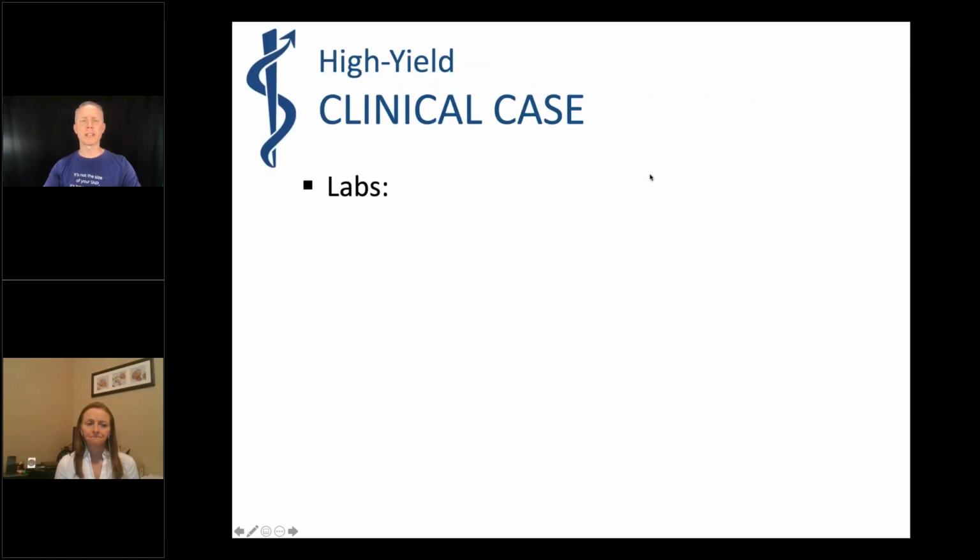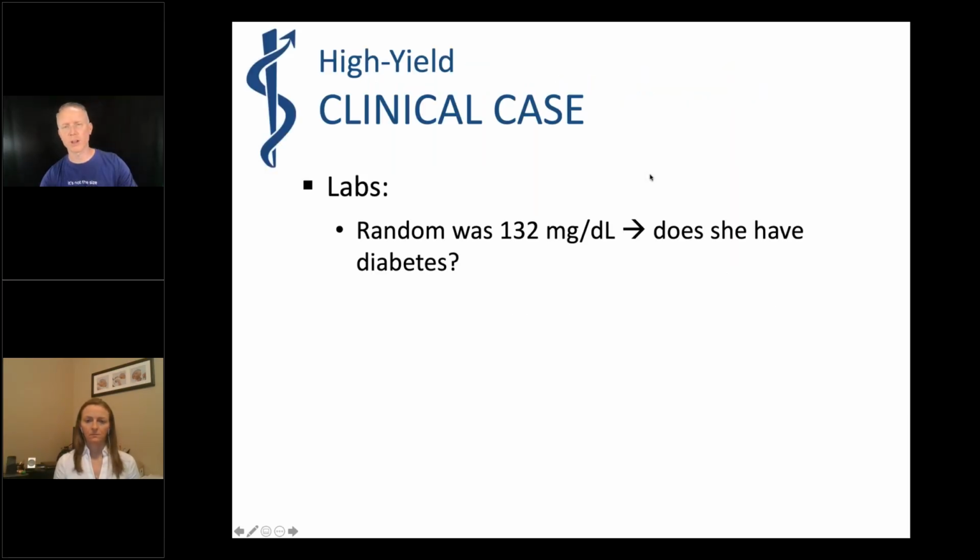Okay. So we get some labs back. We did a random glucose, and she has a random of 132. Based on that number alone being random, does she have diabetes? We're going to talk about the diagnosis of diabetes. There are a couple of things to think about when you do a random blood sugar, because that's what I do on the emergency medicine side of things. Even though it's not outpatient, I get patients who come in all the time and we will do a random. And there is a category where you can consider the diagnosis of diabetes on a random blood sugar.